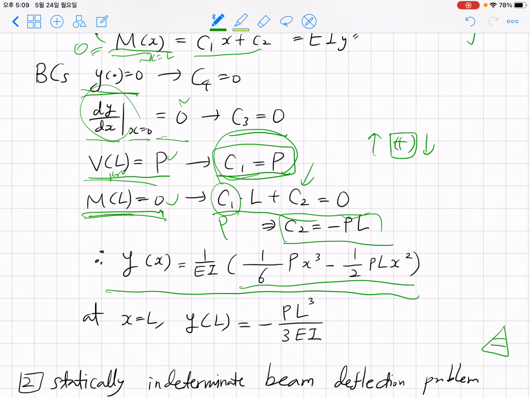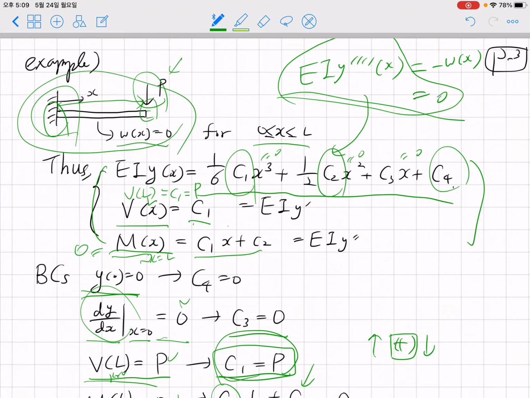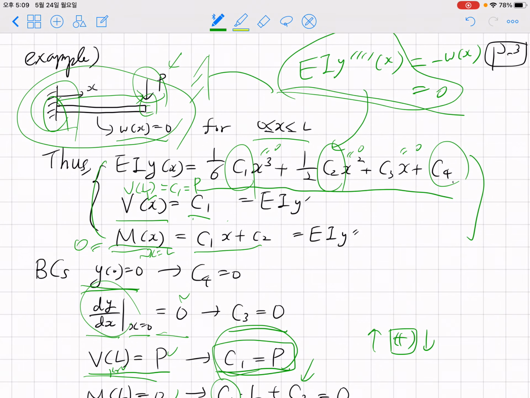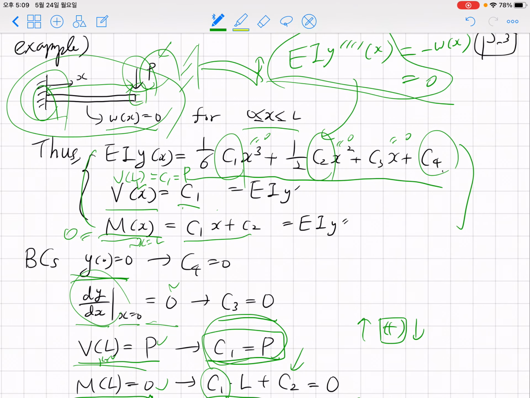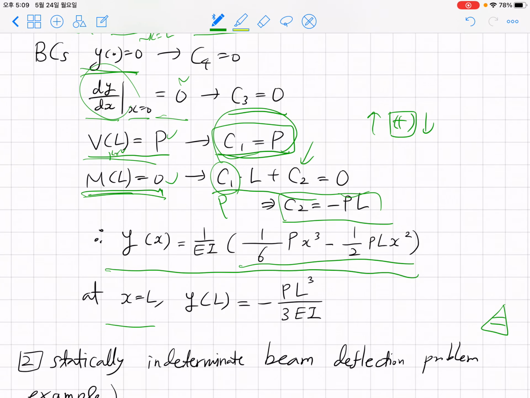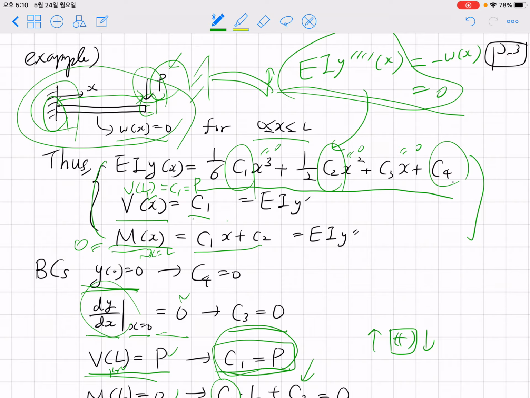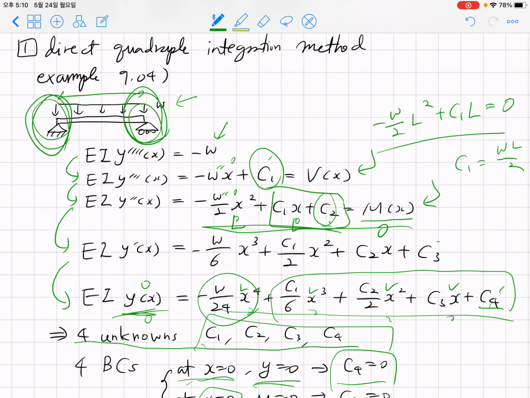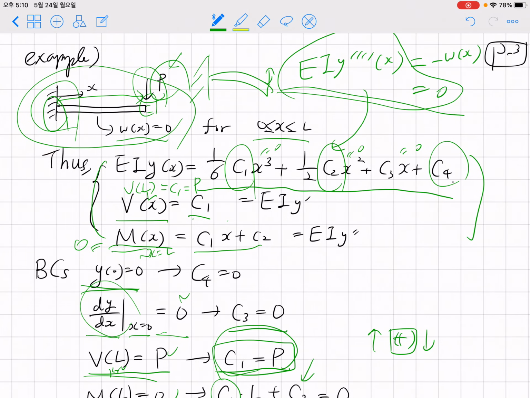You can see that at x equals L, which indicates the deflection at the right end due to this force P, if you plug in x equals L, it turns out to be negative PL cubed over 3EI. So that will be the solution for the deflection of the beam at the end. With this, we discussed 2 example problems: distributed loading and point loading.